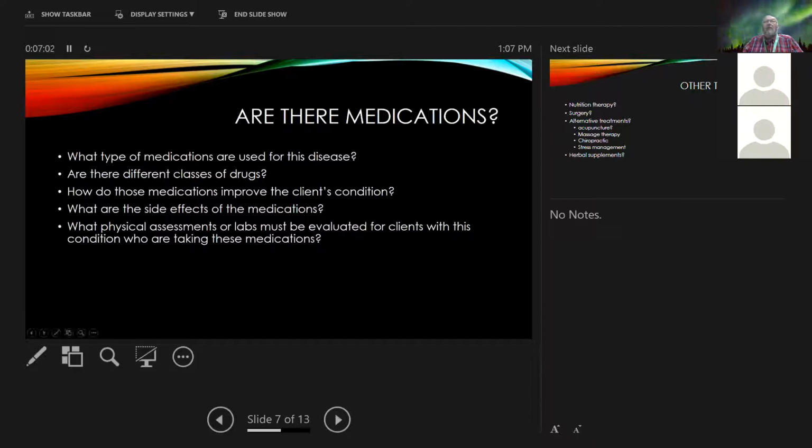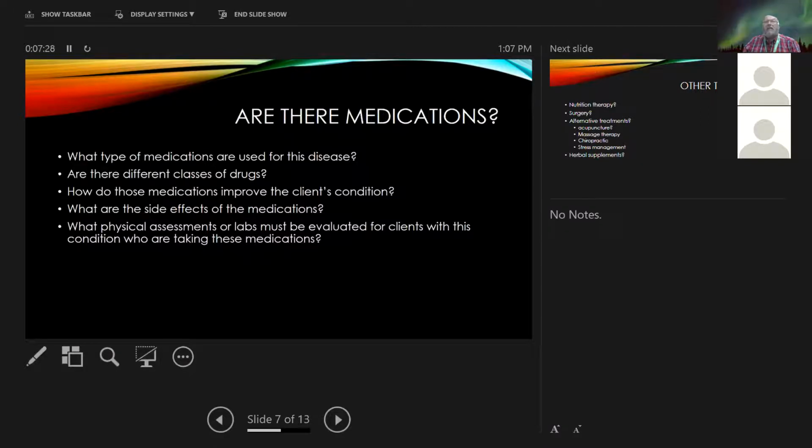How do those medications improve the client's condition? Well, with inhalers, it allows them to breathe, okay? With blood pressure medication, it drops their blood pressure, which is known as the silent killer, so that it doesn't hurt them and doesn't cause changes in the body, okay?